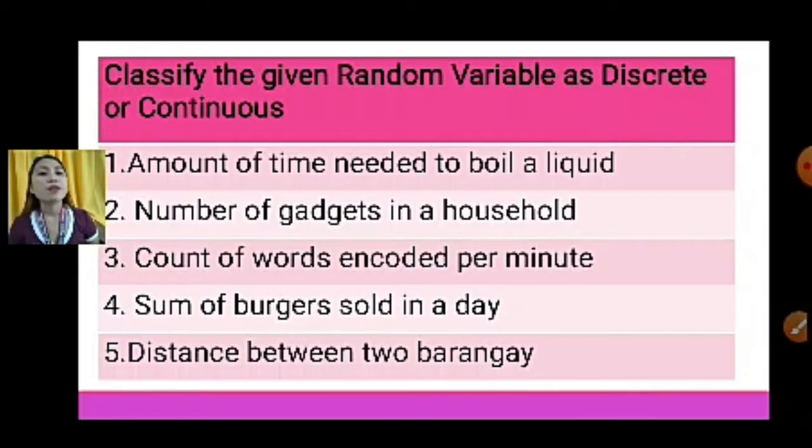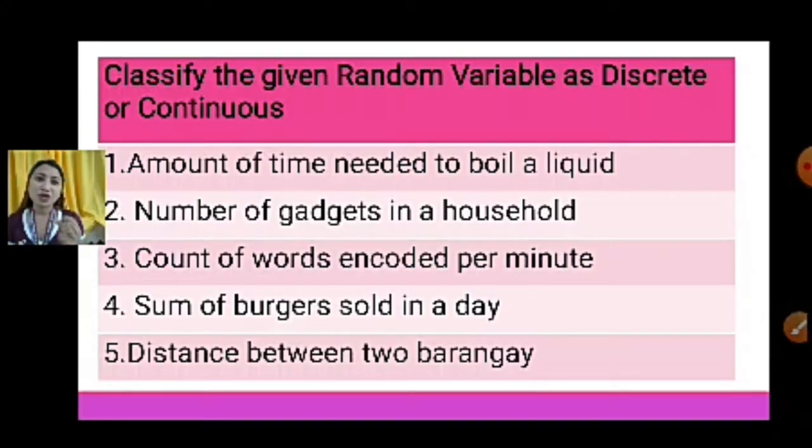Number 2, number of gadgets in a household. Number 3, count of words encoded per minute. Number 4, sum of burgers sold in a day. Some of you are very fond of eating burgers. What do you think, is it discrete or continuous? Number 5, lastly, distance between two barangays. For example, your boyfriend is in barangay A, and you are in barangay B. What is your distance? Let's proceed with the answers since you have your answers already.